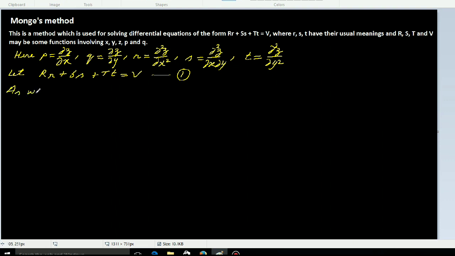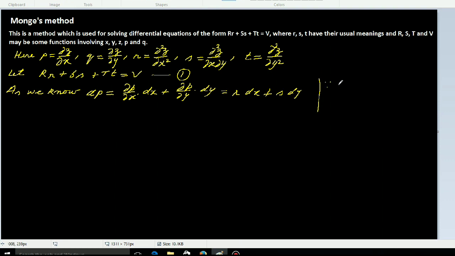As we know, dp is equal to del p upon del x into dx plus del p upon del y into dy, which may also be written as, since del p over del x is the partial derivative of p with respect to x, that is del 2z over del x square, which is equal to r, so r dx, and similarly del p over del y is s, so plus s dy.